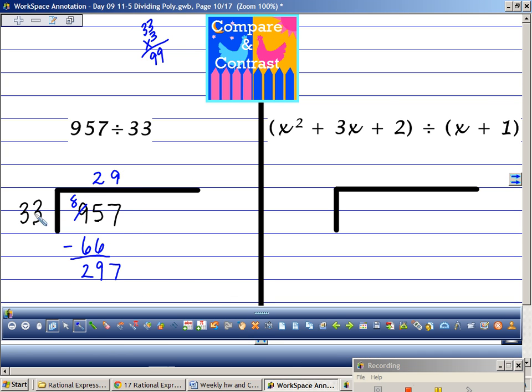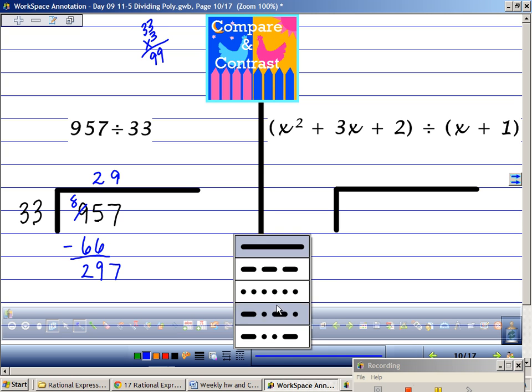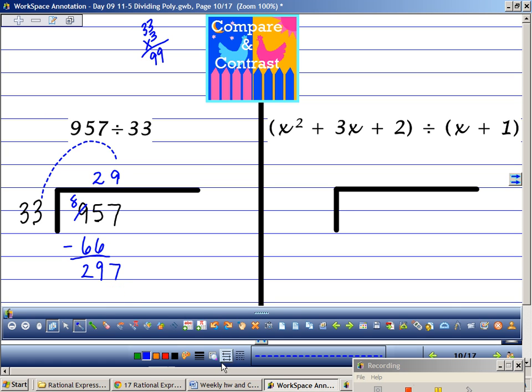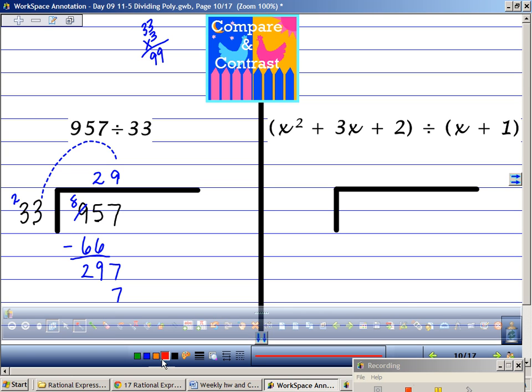So 9 times 3, I'm going to do the ones place first, correct? Let's do it. Let's make pretty. So 9 times 3 is 27. Let's do the next one in red. Green? Red. Okay, sounds good.